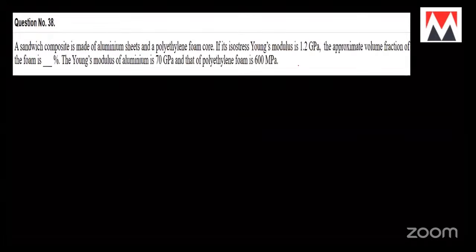Next question. A sandwich composite made up of aluminum sheets and polyethylene foam core. If it is isostress, Young's modulus is 1.2 GPa. The approximate volume fraction is asked. Isostress is what? What is isostress and isostrain? So strain will be equally distributed on all the fibers. That is isostrain. So this is isostress. This is isostrain.